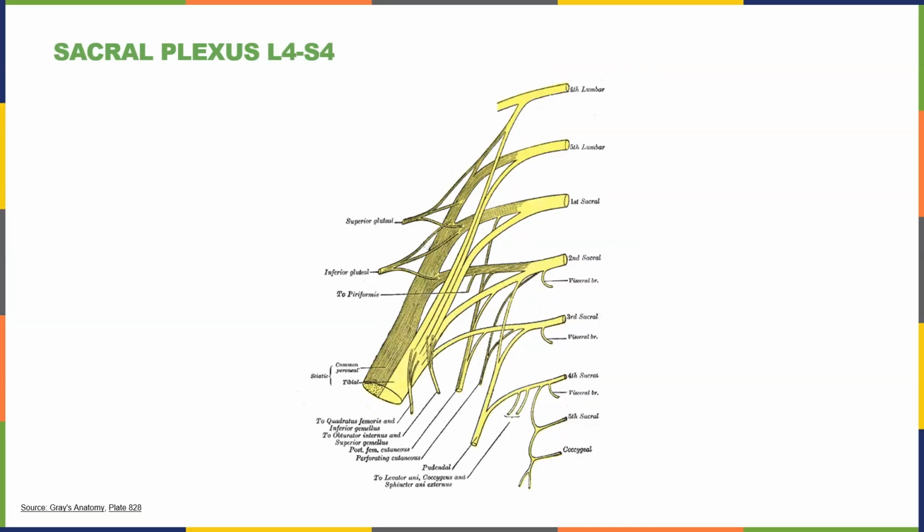Here's an illustration of the sacral plexus that arises from L4 through S4. The sciatic nerve is the largest nerve in the body, extending from spinal nerve roots L4 through S3. So the ventral rami of L4 and S3 come together to form the sciatic nerve, and then major divisions of that sciatic nerve, we can see the tibial nerve, and it says here common peroneal. That's a synonym for the common fibular nerve.